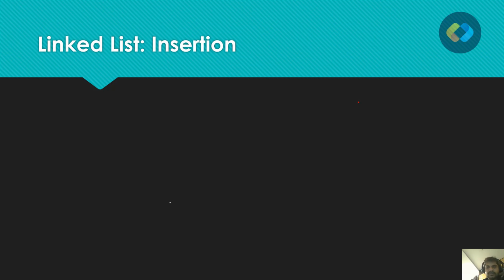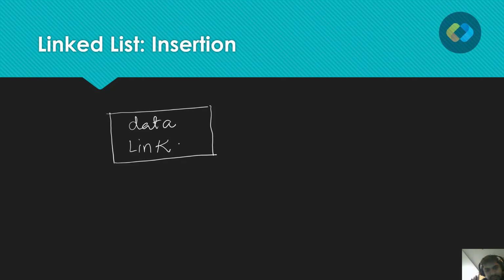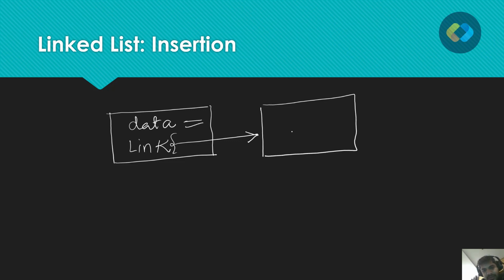Okay, so first we'll start with the node. How does the node structure of the linked list look? In a linked list we have nodes, and in each node we will be storing data, and then we'll have one link which will point to the other node, right? So we'll have data and then a link which will point to the other node.